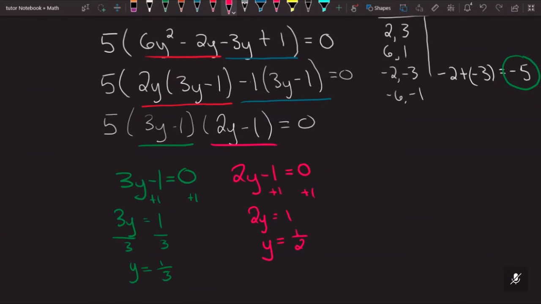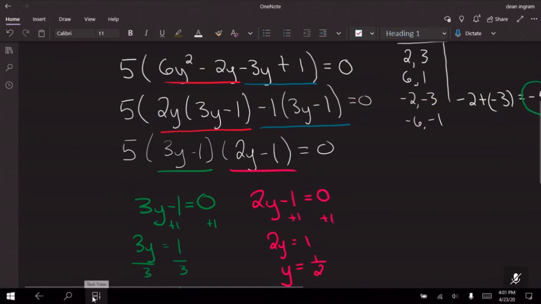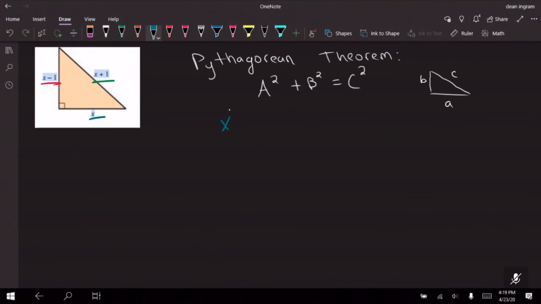This gives us two solutions for y. y is equal to 1/3, and y is equal to 1/2. Now, if we were to graph this equation, we would see that the zeros that we find end up being the x-intercepts of the graph when it is graphed. So here we have 1/3 and 1/2. The next example is a case of the Pythagorean theorem, where we have side lengths represented in terms of x.